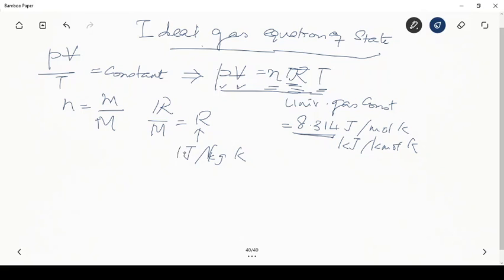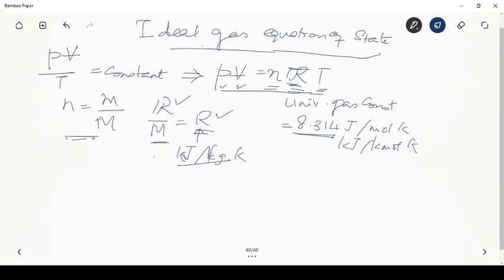It can also be written in the form of kilojoules per kg Kelvin, depending on how large or how small the numbers actually become. In some calculations we use kilojoules, in some calculations we use joules. So this R then is the gas constant of that specific gas, because we are dividing by the molecular weight of that specific gas. The universal gas constant is the same value for all substances that behave as an ideal gas, whereas this R is a mass-based gas constant, which is specific to one substance.